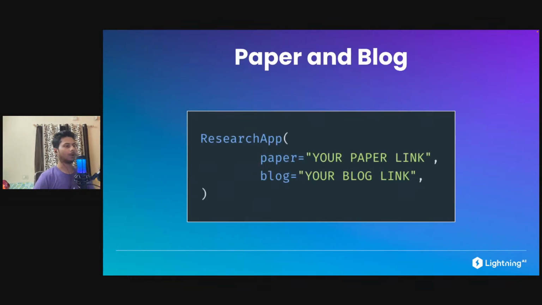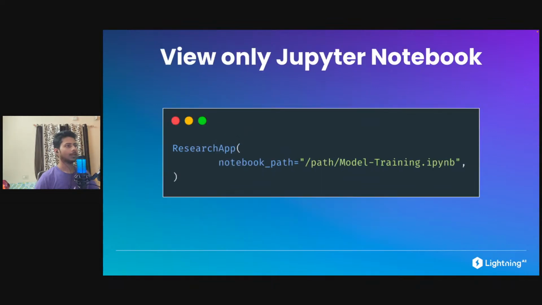First is paper and blog. So you got a paper and a blog. You want to link it to your app. All you need to do is just provide the HTTP link here, and when you launch your app, it will add a tab for your paper and a blog. You got a notebook and you want to integrate it into your research poster, just provide the path to your notebook. It will be converted into a static HTML and it will be shown to your users.